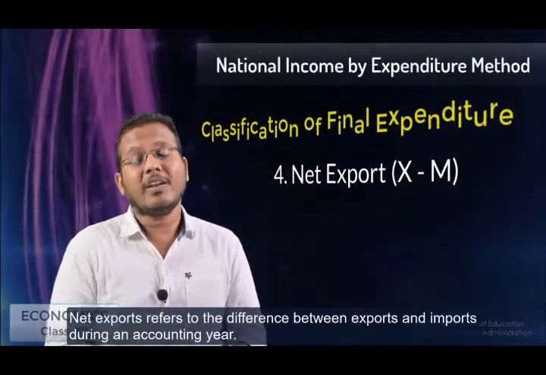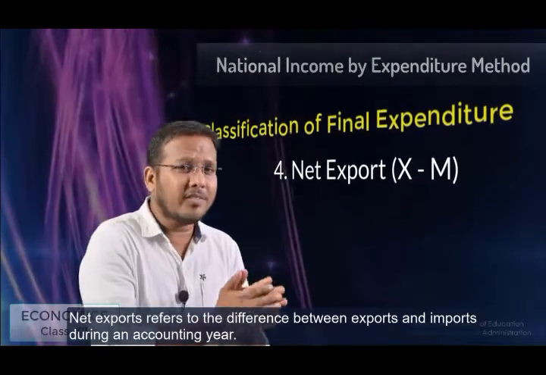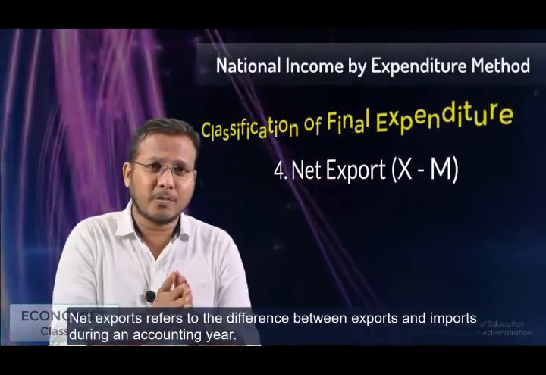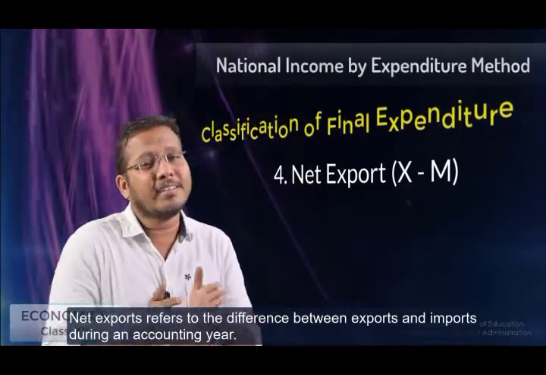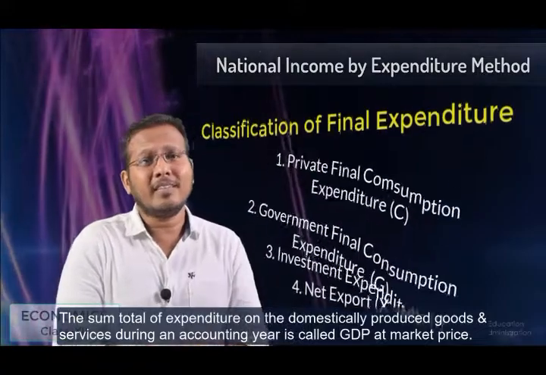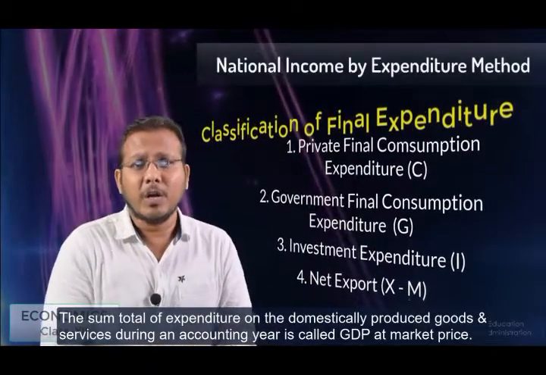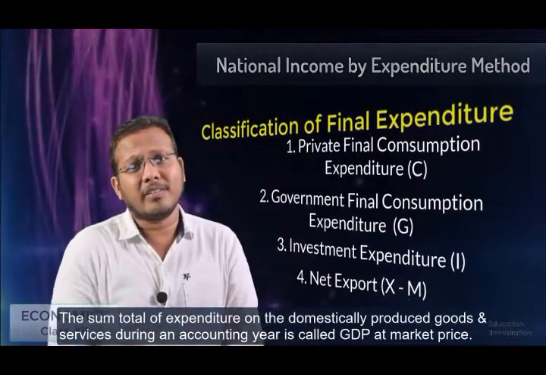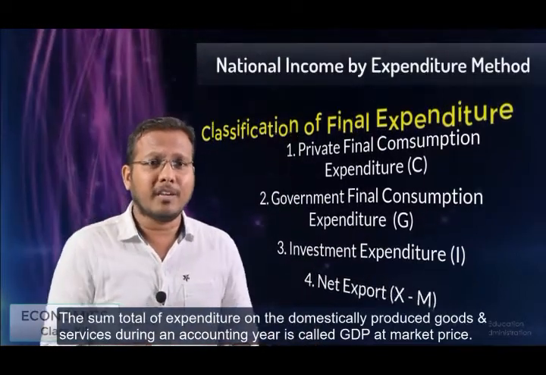So that is why expenditures on domestically produced goods and services are added to the total expenditure in the economy during the accounting year, and the expenditure on import is deducted with a view to finding the market value of domestically produced goods and services in the economy during an accounting year. By this way, when we are calculating the national income through expenditure method, we need to include the value of net export, that is the export minus import. So finally, we get the value, that is the sum total expenditure on the domestically produced goods and services during an accounting year, that is being called as the GDP at market price.